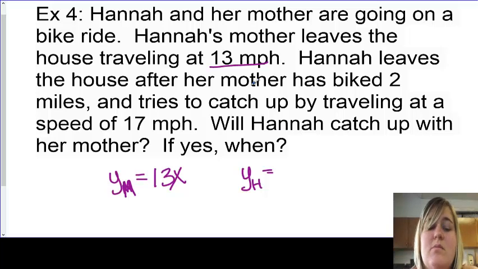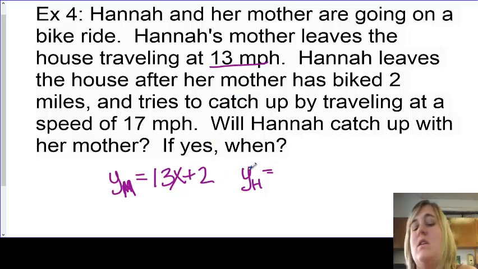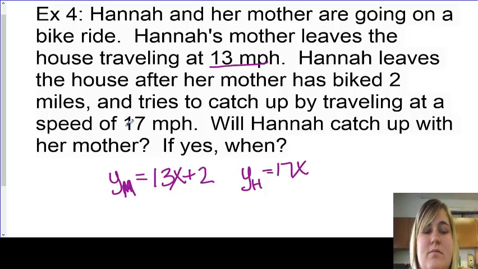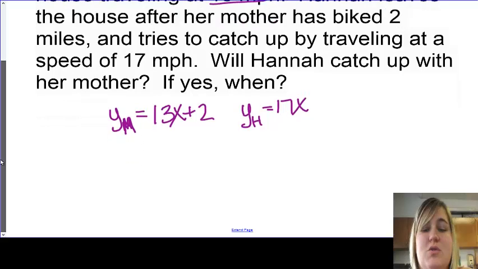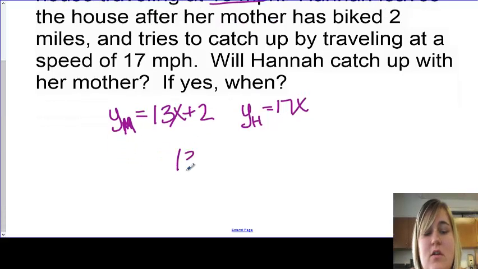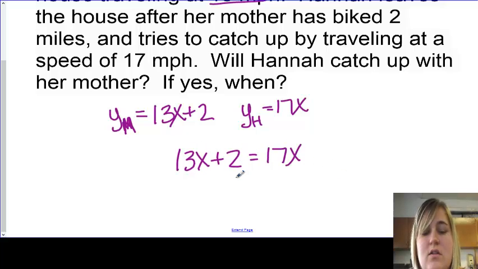So her mom has already biked 2 miles. So what I'm going to do is add that 2 miles to her mom's equation, because this is the speed she's traveling at, plus she's getting a 2-mile head start on Hannah. So then Hannah's speed is going to be 17x. We want to know if she will catch up and when. So I'm going to set these two equal to each other. 13x plus 2 equals 17x.